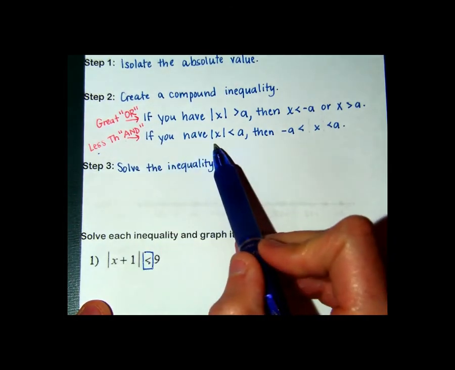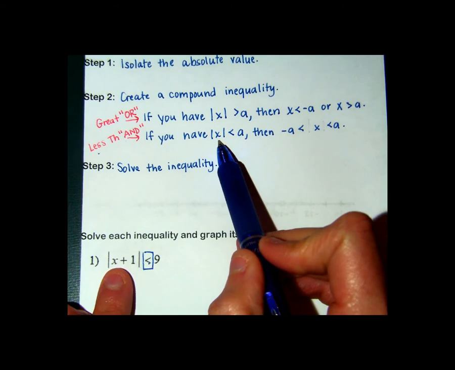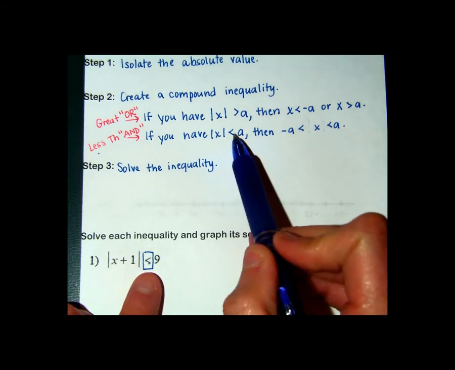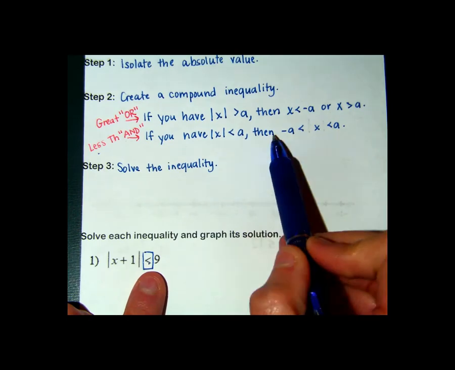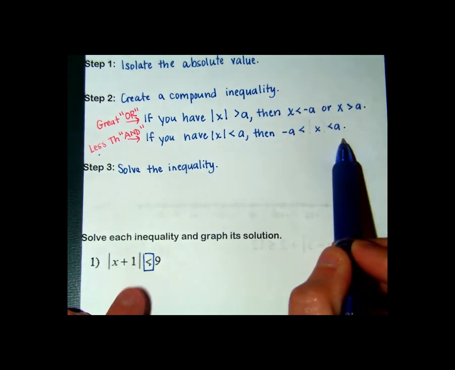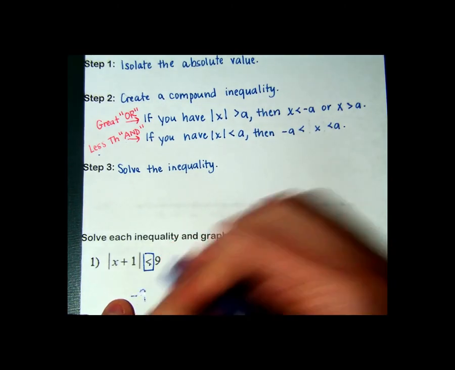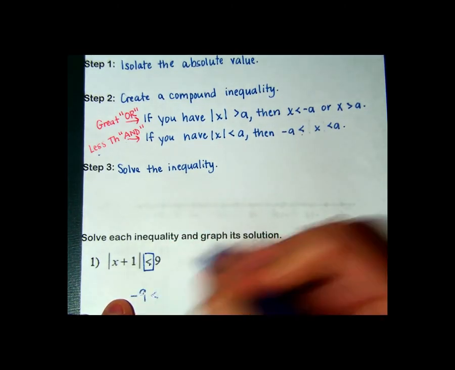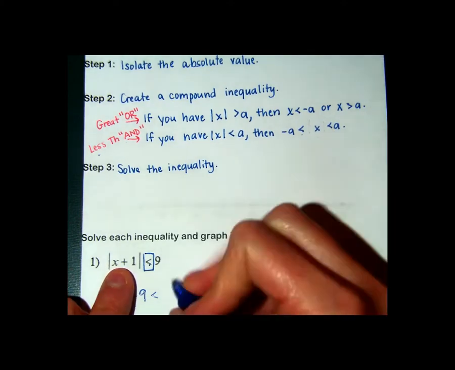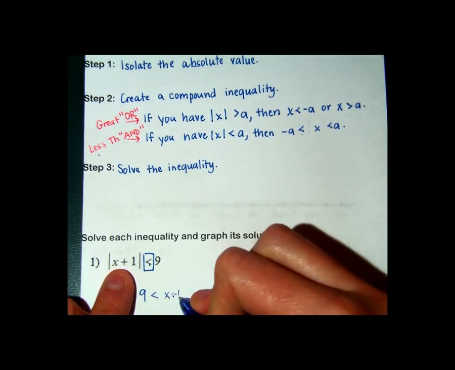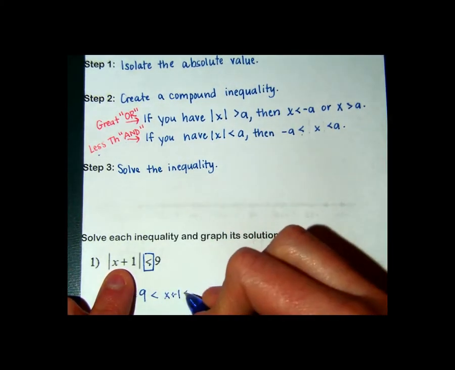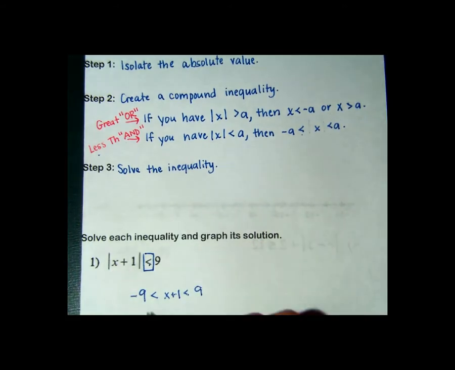So if you have absolute value of x, in this situation x is x plus 1, and less than a, in this situation a is 9, then we're going to set it up to look just like this. So we're going to take our 9 and make it a negative 9, a less than. Instead of x, we put what's inside. X plus 1 is inside, and positive 9. So negative 9 less than x plus 1 less than 9.